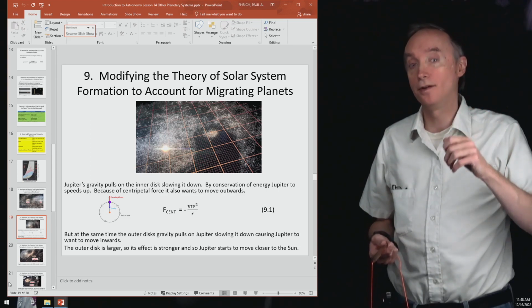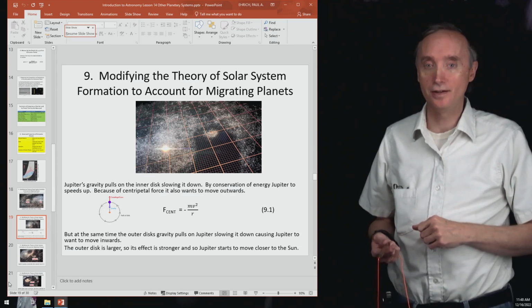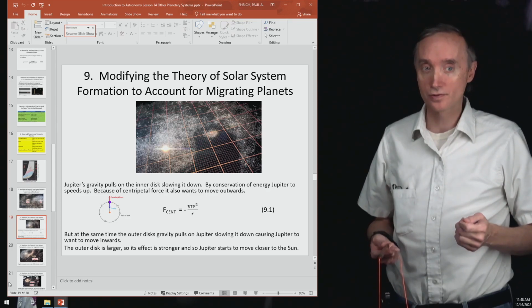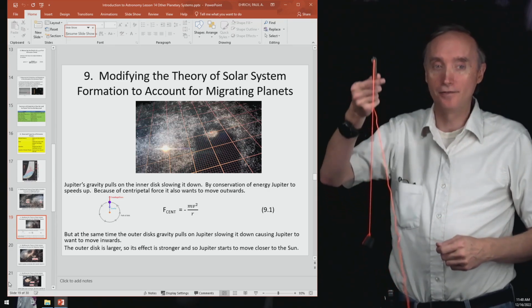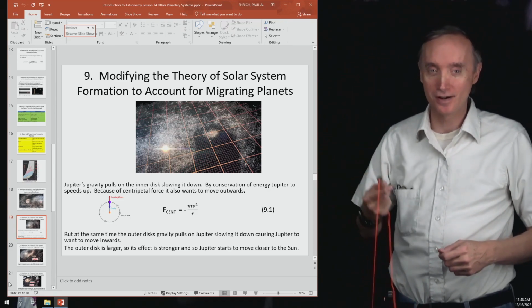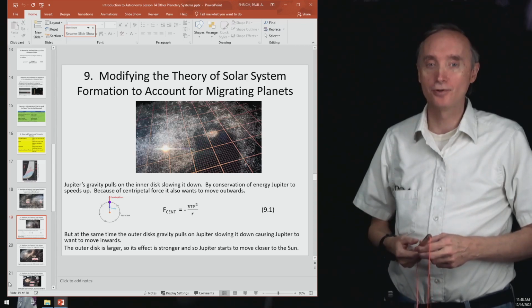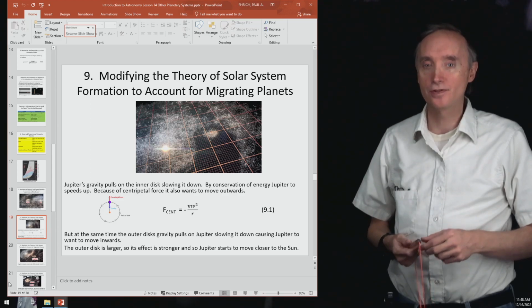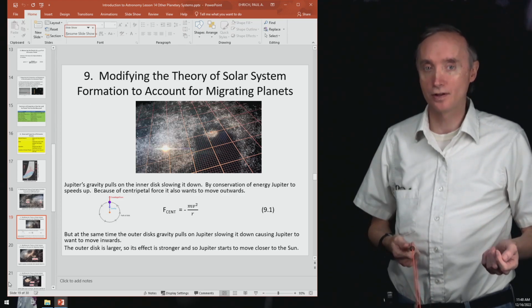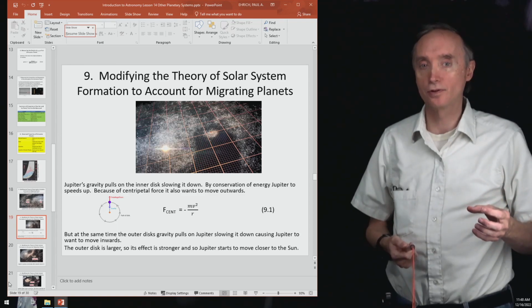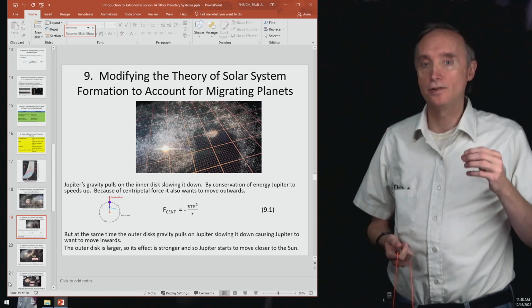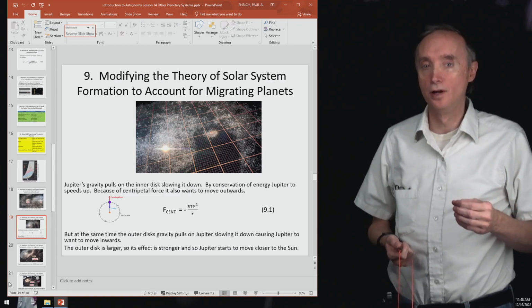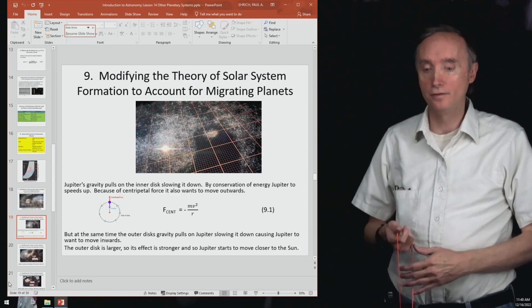Okay, and then another concept that you're going to need to understand is centripetal force, which we talked about in a previous lesson, but I have a centripetal force demonstrator here, which I want to show you in just a few moments. So last time we talked about Jupiter, and we said that Jupiter forms outside the ice line, but it's a little bit closer than what it is today. Then the next thing is that Jupiter's gravity is going to pull on the inner part of the disk.